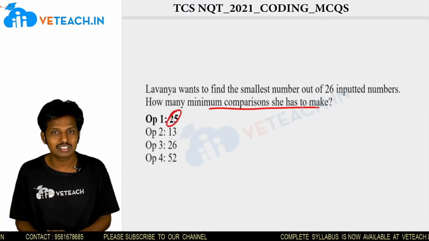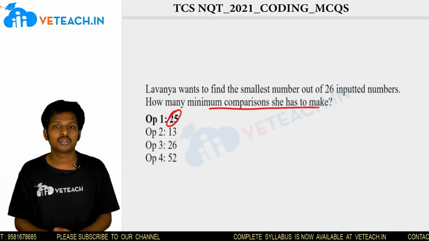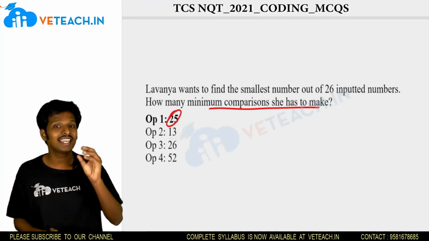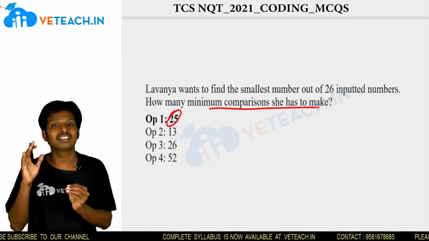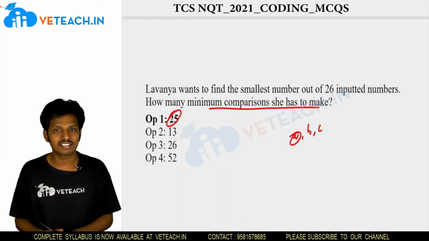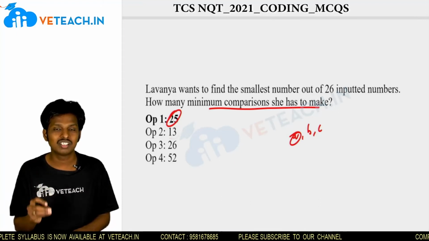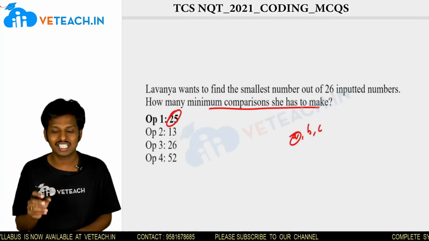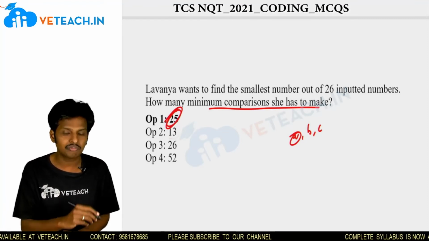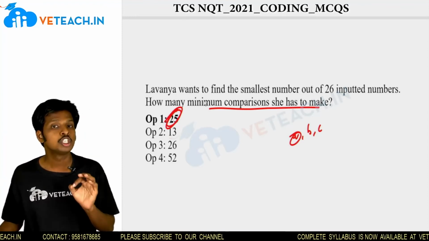Because there are 26 numbers, we have to compare a single number with all other existing numbers. If I have numbers A, B, C, D, E, F, G, and I want to say A is smallest, I have to check A with all other values. If I have A, B, C and want to conclude A is the smallest, I need to compare with B as well as with C. If there are 3 numbers, I am doing 2 comparisons. In the same way, if there are 10 numbers, I do 9 comparisons. If there are 26 numbers, we do 25 comparisons. That's why the minimum number of comparisons that has to be done by Lavanya is 25.